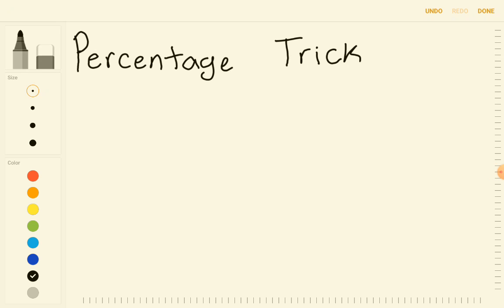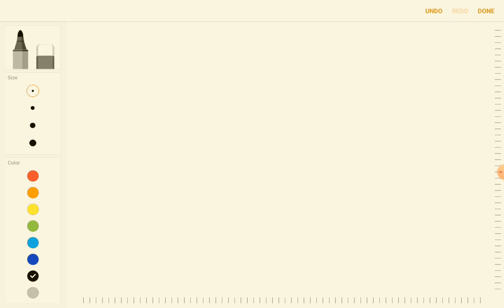So let's get started. For our first problem we have 20% of 500. Normally you would go into your calculator and type in 500 times 0.20, but what I'm about to show you is going to make this so much easier.